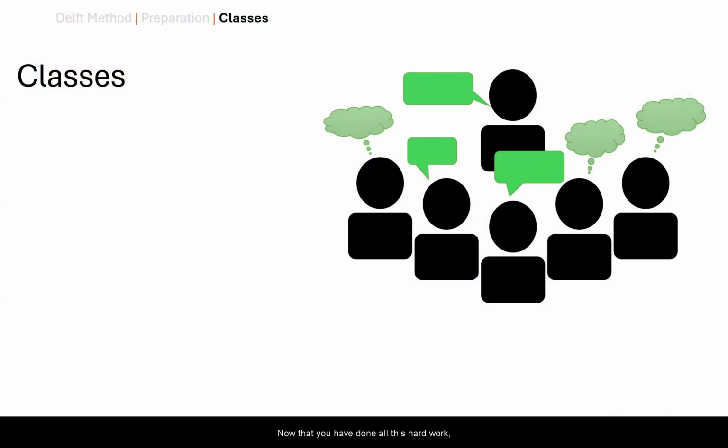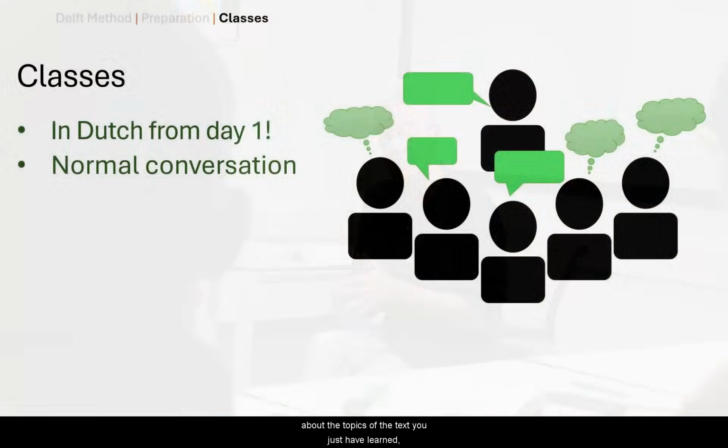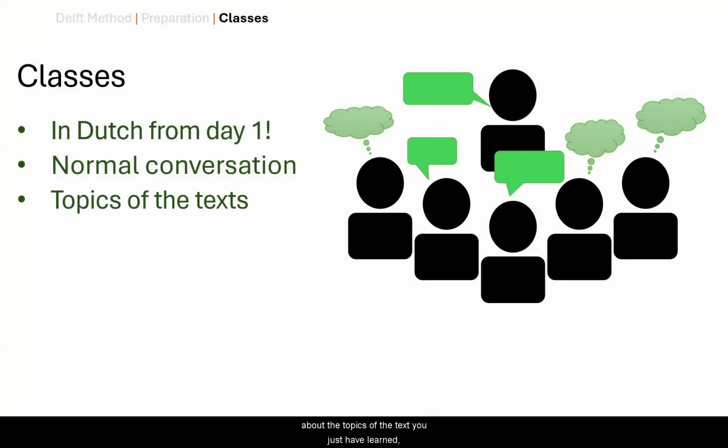Now that you have done all this hard work, it's time to put what you have learned into practice in the conversation classes. You will find out that you will be able to communicate in Dutch from lesson 1. The teacher starts the conversation by asking a question. Since the conversation is all about the topics of the text you just have learned, you will notice you are able to join the conversation immediately.